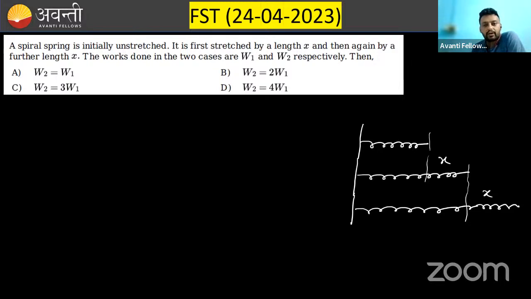The work done in the two cases are W1 and W2 respectively. Then the ratio or the relation between W1 and W2 is asked. So work done in stretching a spring is what? Half kx square, you know that. But if you go with the basics, the work done is equal to half k x square. This is good. But when you integrate it, the term actually becomes x initial to x final. This is the actual term that you should know. Are you getting my point?